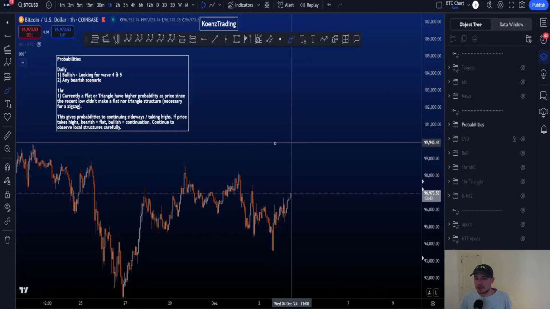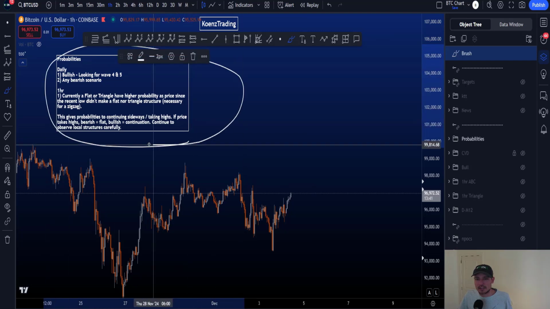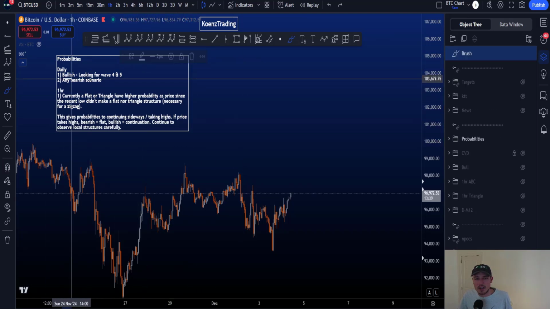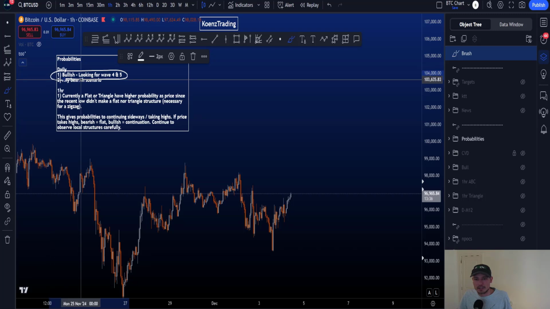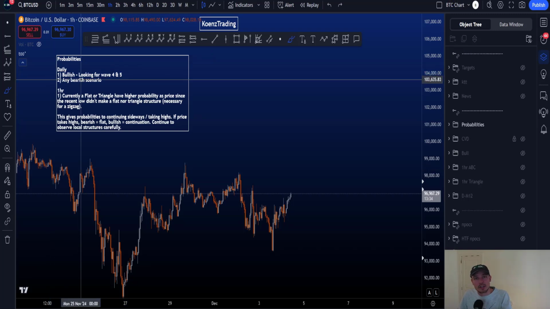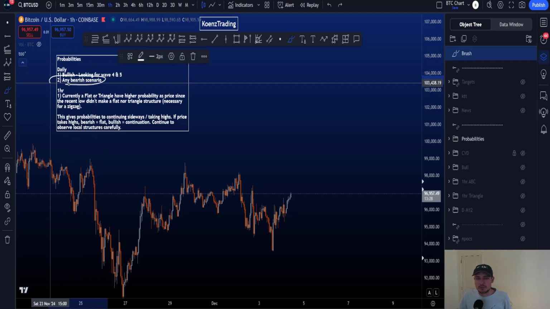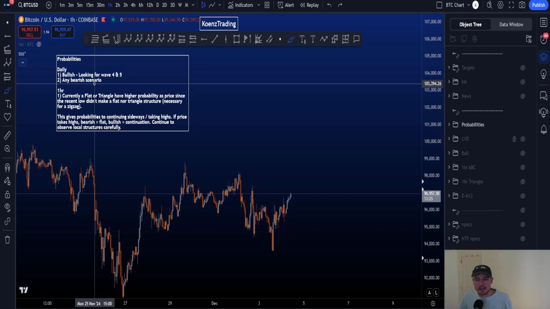And if we then look at the probabilities, then on a daily time frame, the probabilities are higher for the scenario that I have covered in this video, where we are looking for a sideways 4 and still price to continue to higher prices in a wave 5. And on the number 2 spot, with lower probabilities, is basically any bearish scenario.